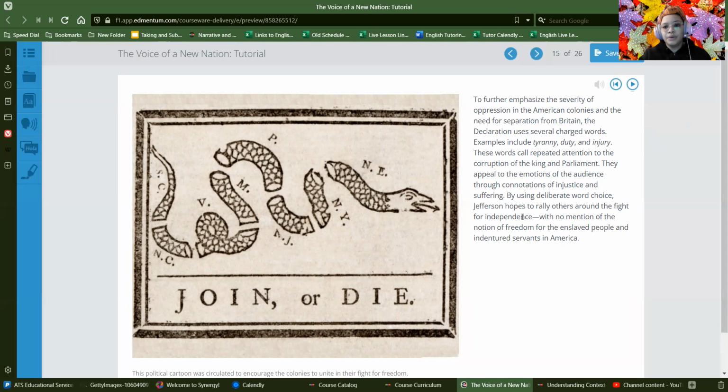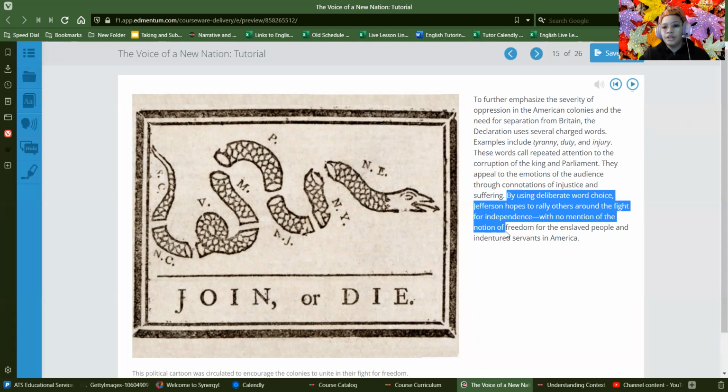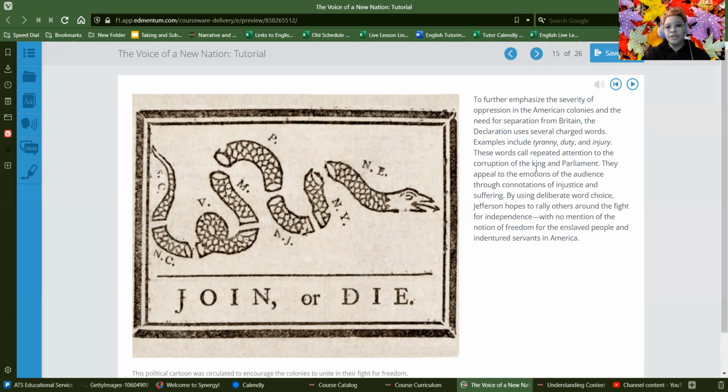It says here, by using deliberate word choice, Jefferson hopes to rally others around the fight for independence, with no mention of the notion of freedom for the enslaved people or indentured servants in America. So they're giving you some historical points here, because they had to omit mentioning enslaved people, which Jefferson wanted to include. But since everyone thought the issue of slavery was too divisive, there were too many people who still wanted to support slavery. He didn't want to risk, or they didn't want to risk, people not supporting the independence of America just so that they could keep slaves, which is unfortunate.